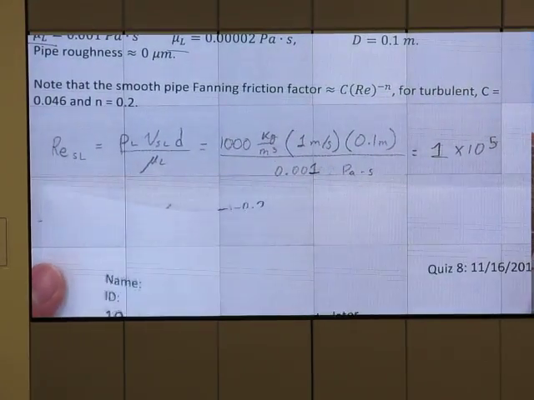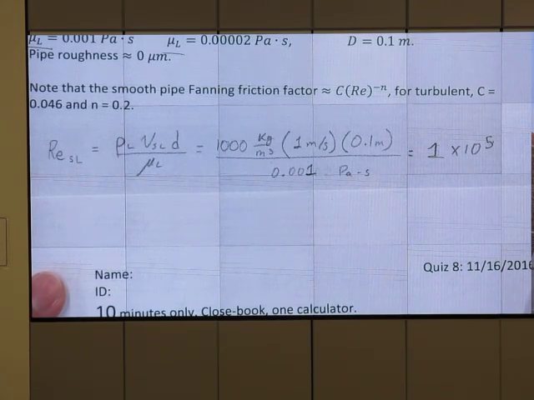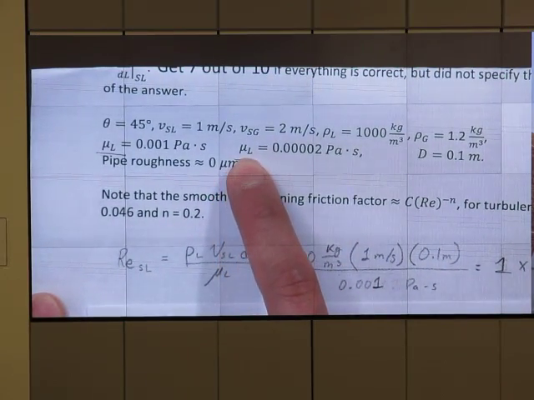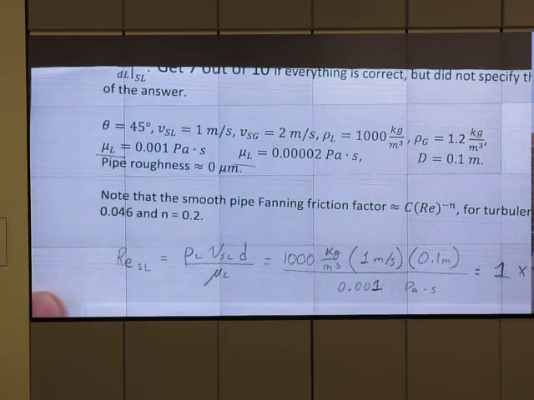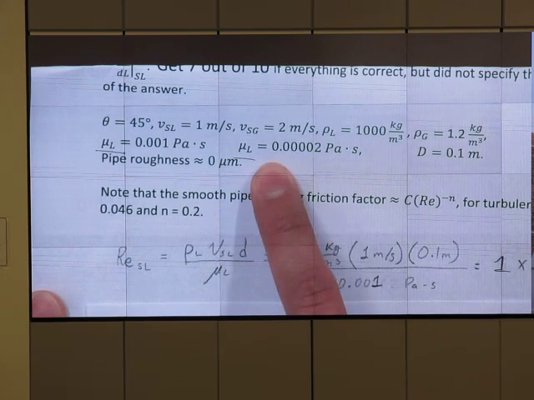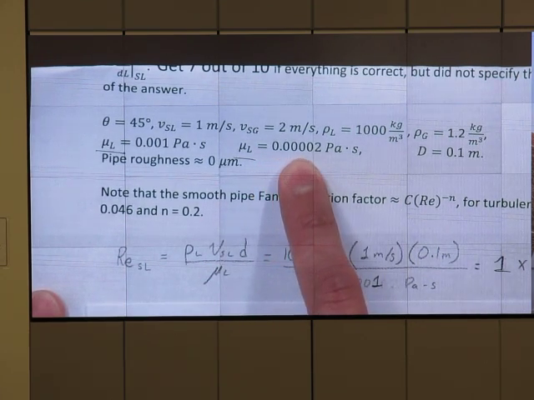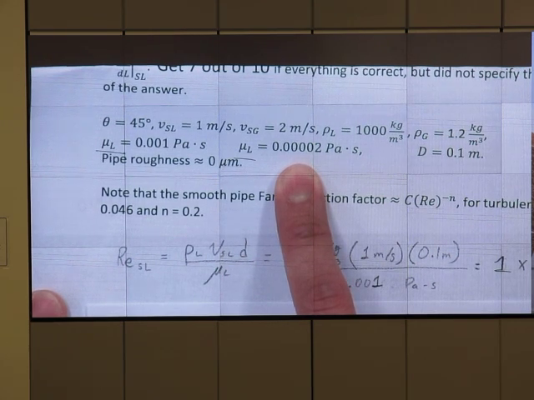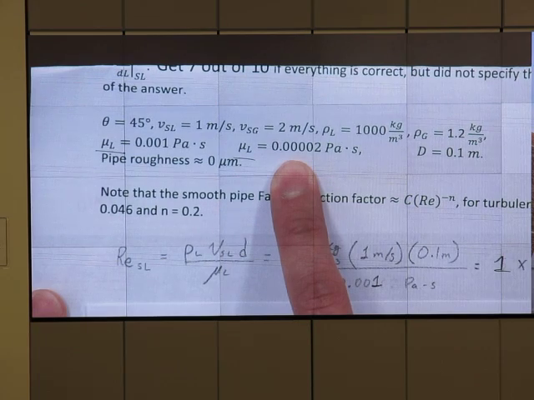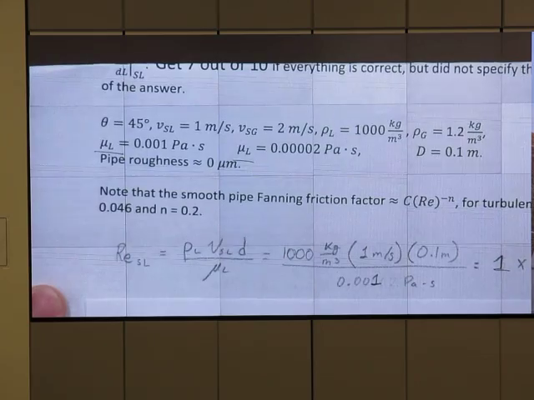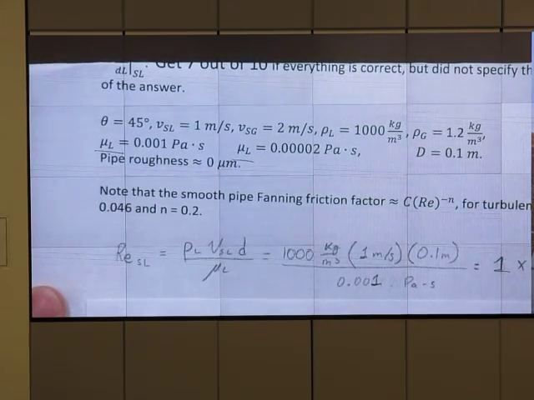So, did you get the Reynolds number right? 10,000. This is, of course, a typo. I wanted to write G, but it's L. If you used this number, who used it? None of you? Did you use 0.0002? Yes, you gave it, I used it. It's still fine, even though you used that. If your final solution is correct, it's fine. I don't take points off for that because that's my fault.